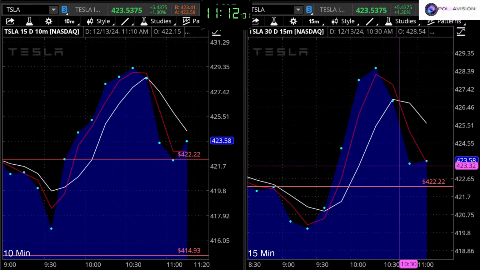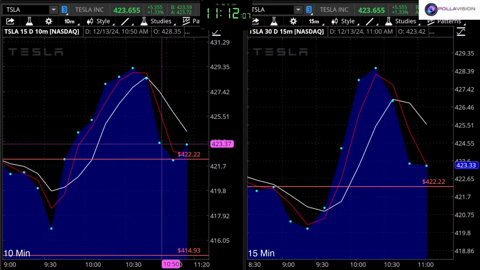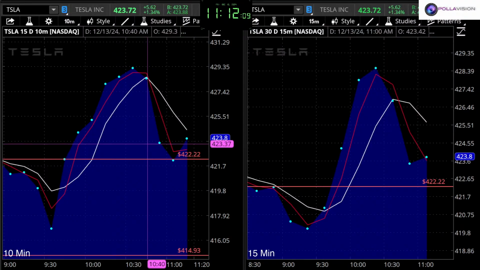Let's see what we got here. So we are up on the 15. Took this out here, but we got to close above that. The closing price is the only thing that matters. The computers that do automated trading only deal with opening and closing price. They don't care what happens during that period.